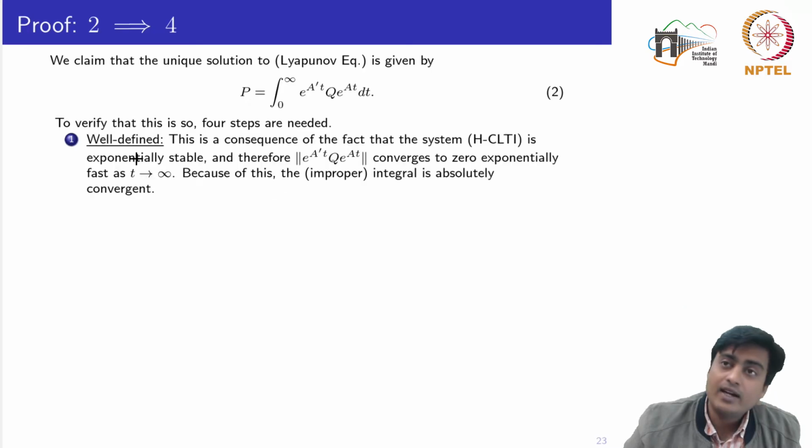So let's see that it is well defined first. This is a consequence of the fact that the system is exponentially stable. It was already given that the system is stable, meaning all the eigenvalues are strictly on the left hand side. So this exponential will decay. Finally this entire part would go towards 0. So this integrand, as t tends to infinity, would go towards 0.